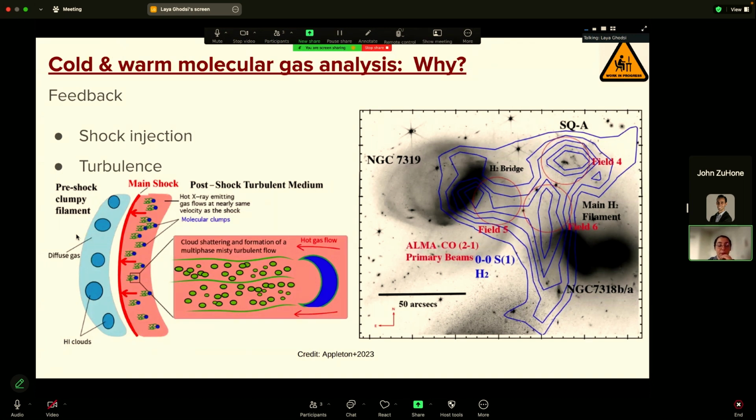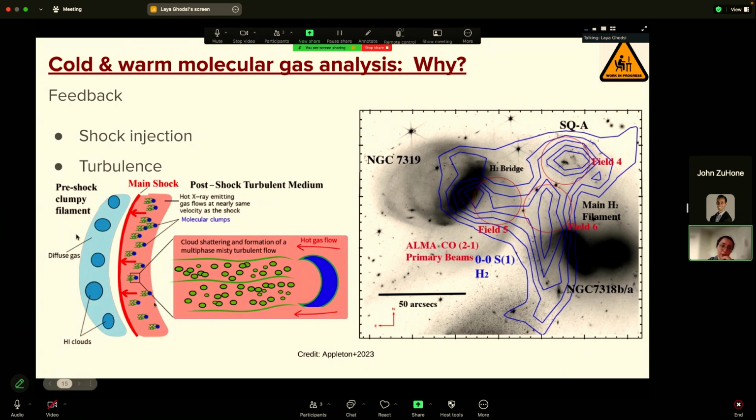I'm using this nice piece of work to motivate why we are using warm molecular hydrogen. This is showing Stephan's Quintet, the compact group, recently observed with JWST, published in this work of Appleton et al. in 2023. One nice thing that you can see is that the blue contours, which are showing the H2 rotational lines, are distributed mostly in the space between the galaxies, not within the galaxies. And they are tracing turbulence and shock fronts.